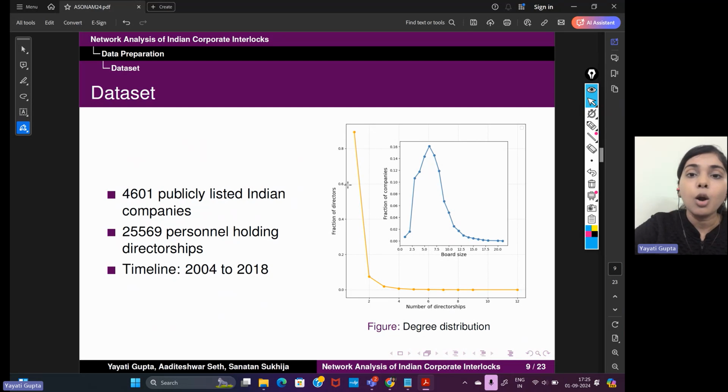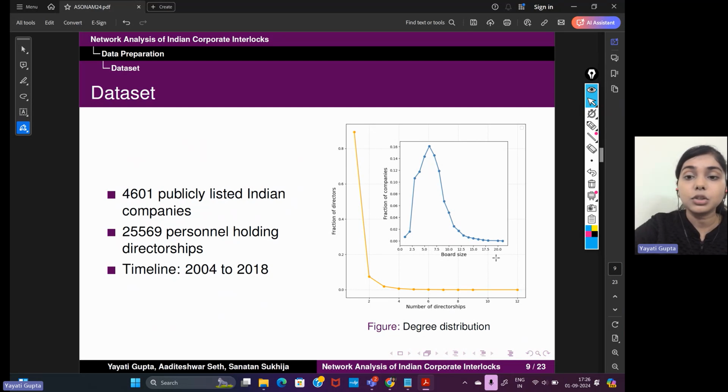So as you can see here, almost 90% of the directors sit on the board of only one company, and the remaining 10% of the directors, only a few in number, are responsible for creating these interlocks. This inner plot, on the other hand, is for the companies.